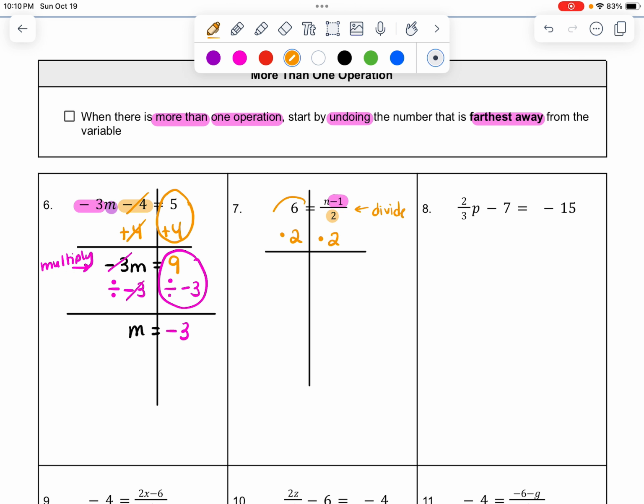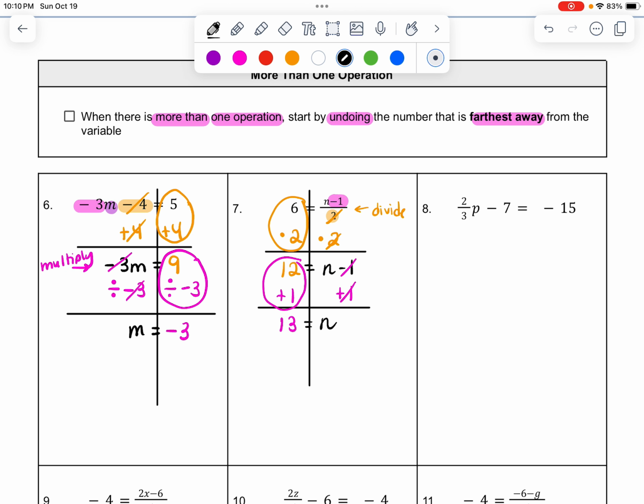When I do that, 6 multiplied by 2 is 12, and the 2 and the 2 cancel. So all I have left is n minus 1. Then I need to undo the minus 1, so I'm going to plus 1 on both sides, and I get 12 plus 1, which makes 13. On the right-hand side, the 1's cancel, and we just get n.